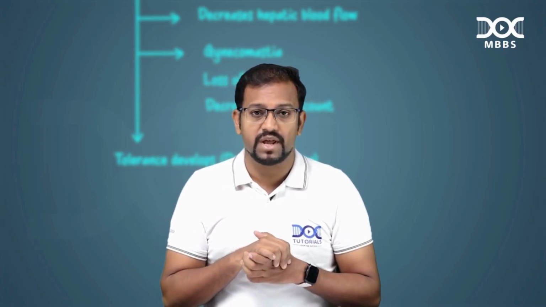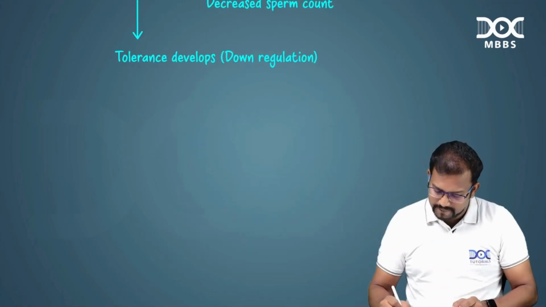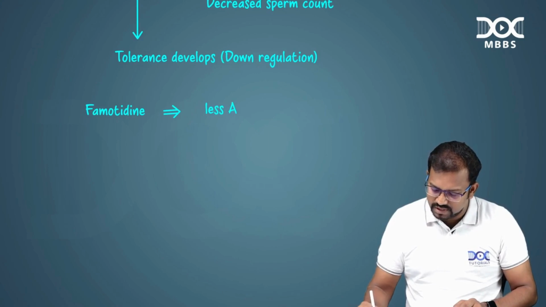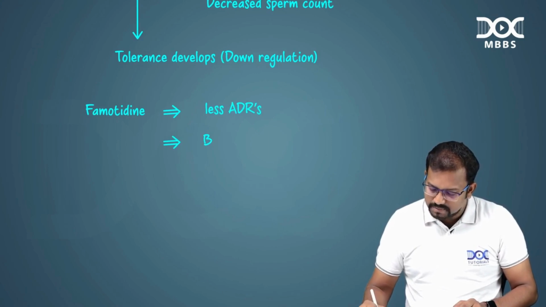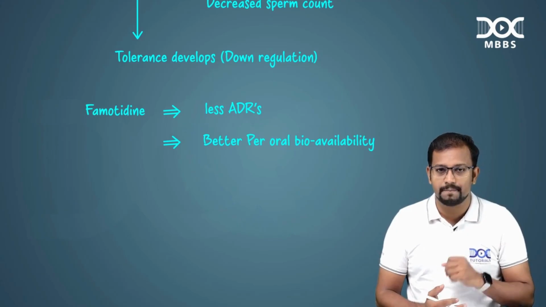Apart from that, we have the recent newer drug which can be given via the per oral route, that is famotidine. Famotidine carries less risk of adverse events. It tends to have fewer adverse drug reactions, and it is better tolerated via the per oral route. It has better per oral bioavailability, and it is tolerated at a better level as compared to cimetidine.